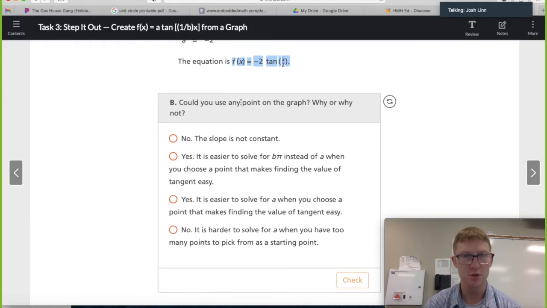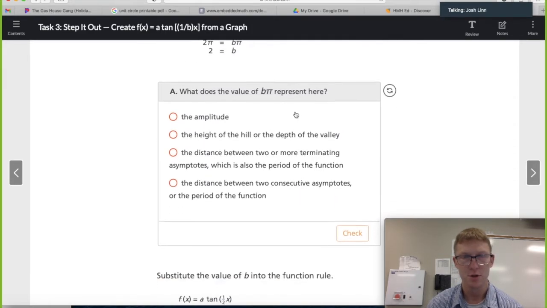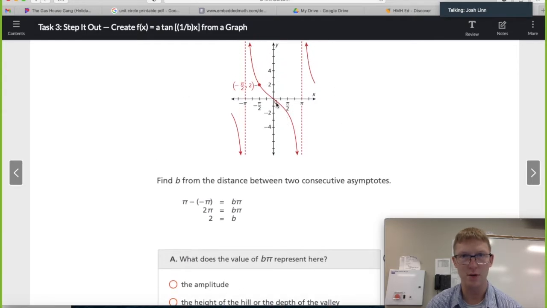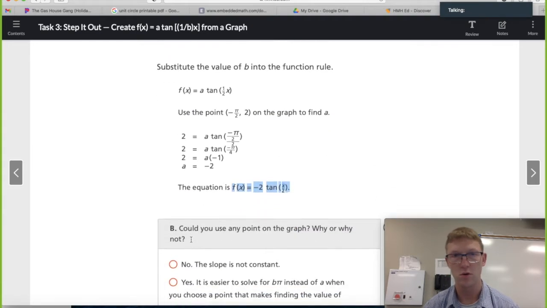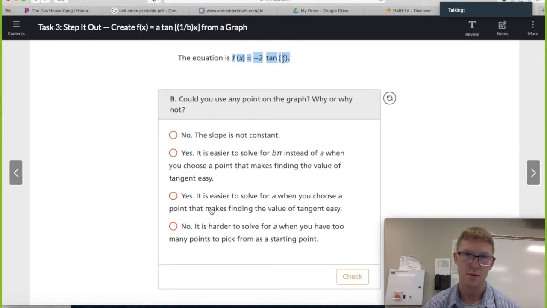So let's see, could you use any point on a graph? What would have happened had we used 0, 0? In that situation, a wouldn't have mattered. A could be a billion in this situation, and it would still be 0, 0. So I would say no, the slope is not constant.